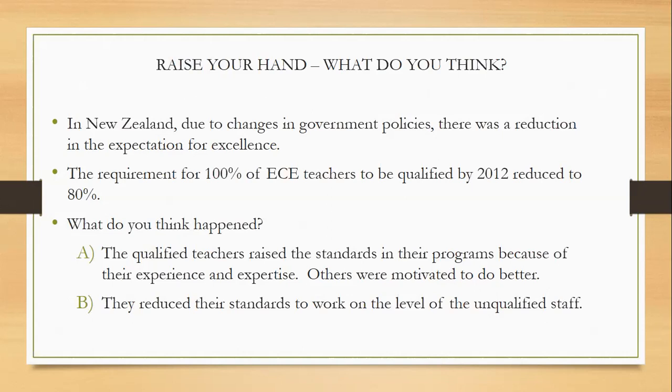So I review it again, and then I have the participants use the raise hand tool, or you can just have them raise their own hands so that you can see them in their little windows in your view. And you can kind of tally up how many people chose A and how many chose B. And once they've chosen their choice, you can tell them that the correct answer is B. And the fact was, unfortunately, the qualified teachers started to do less so that they could be more on an even keel with the unqualified staff.